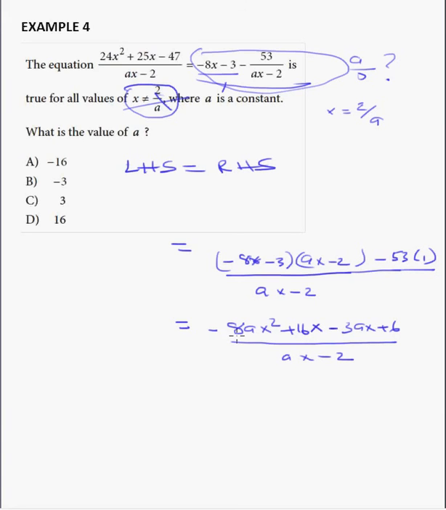I have 8ax squared. If you look at this carefully, this whole thing here will be the base, and the base here, we also have ax minus 2 here, right? So we have to compare this to be 24x squared plus 25x minus 47. At this juncture, we don't really care. All we care about is we want to compare this here to this. You notice that there's only one x squared term here, and there's only one x squared term here.